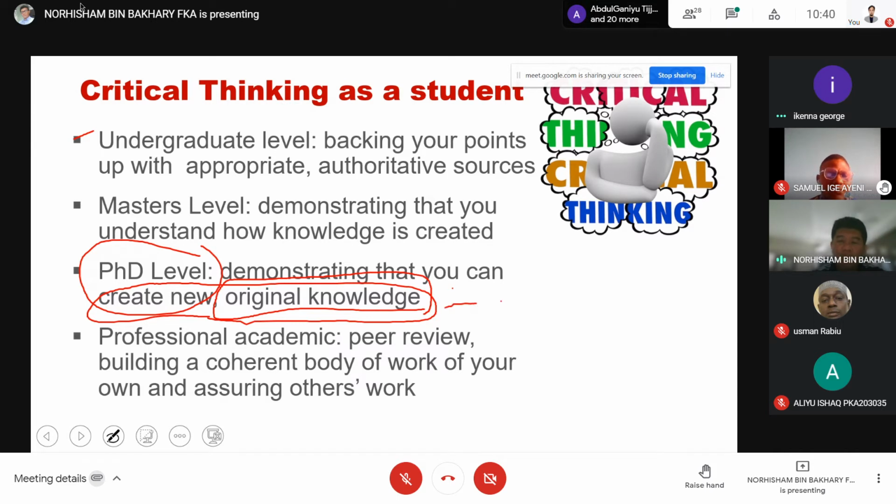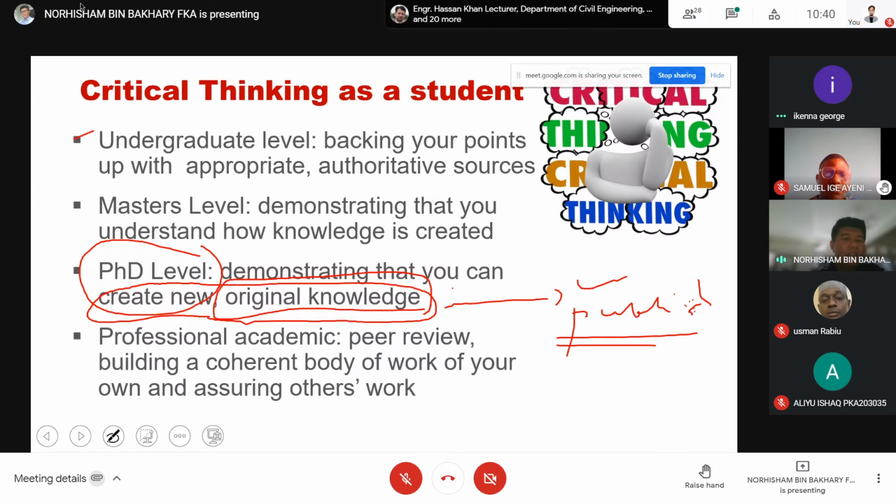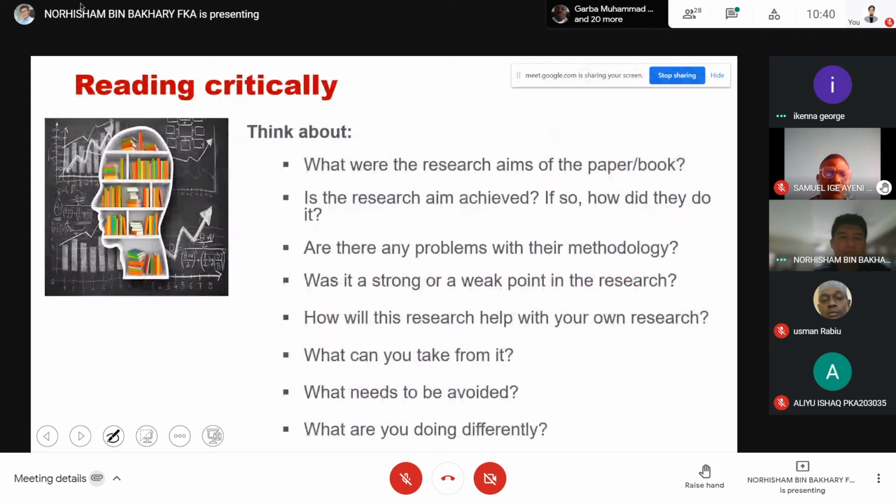So when you have new knowledge, you can publish. In publication of a journal, it must be something new. Okay, all right, that is what I want to express. When you read a paper, you have to ask questions in your mind. So what are the research aims of the paper? You have to understand that.